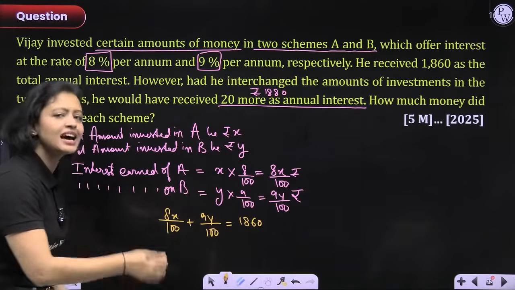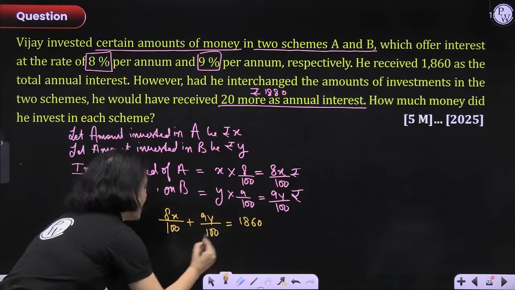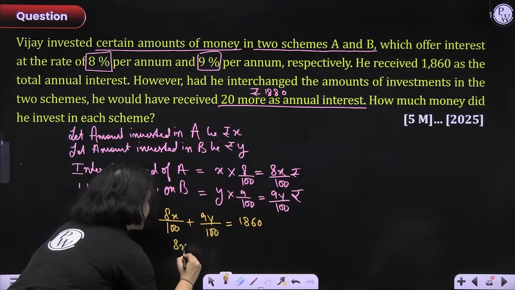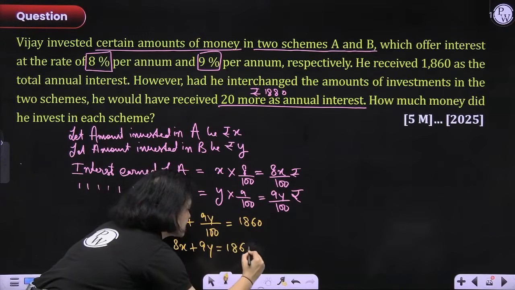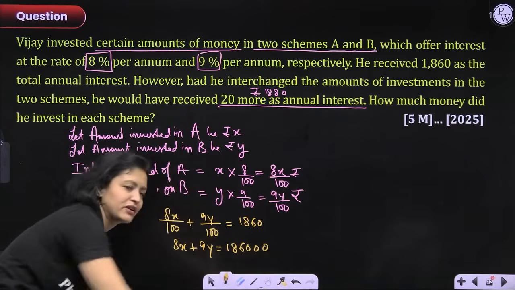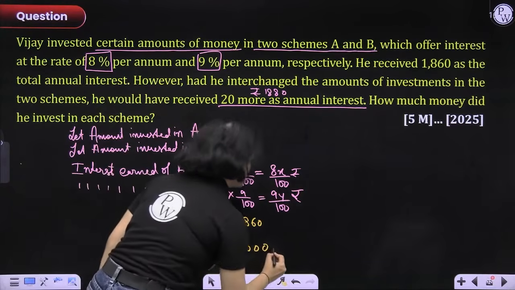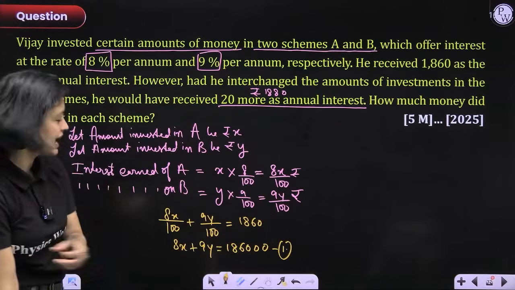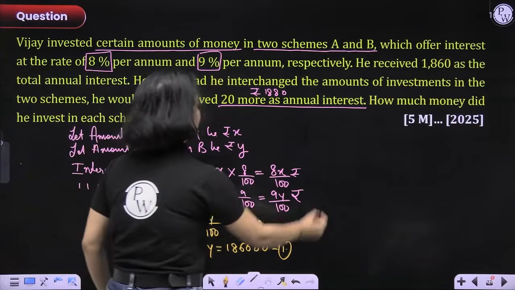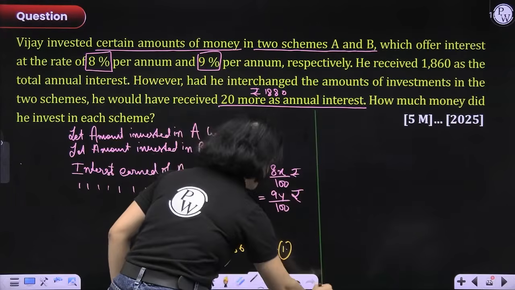You can simplify this, and please simplify this, guys. I can take 100 common and throw it on the right hand side. So 8x plus 9y is equal to 1860, then 2 more zeros because multiplied with 100. That is your equation number 1, people. Equation number 1. Okay? Chaliye ji, let's move on and figure out equation number 2.